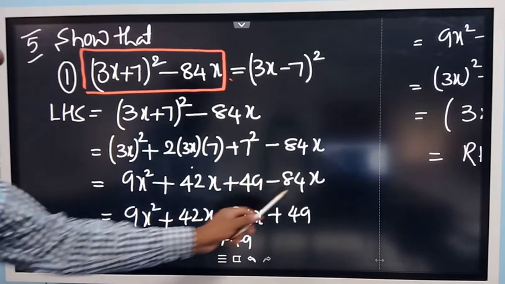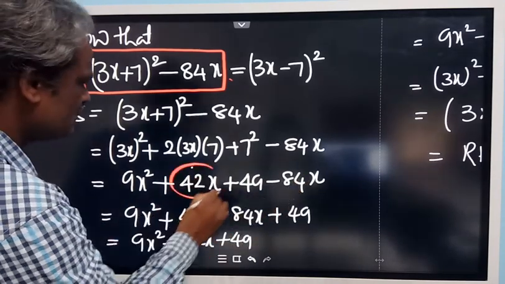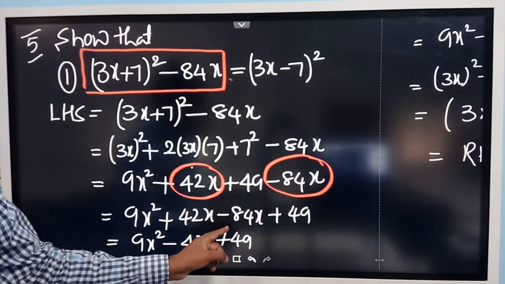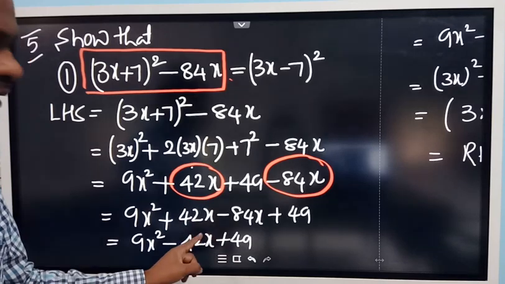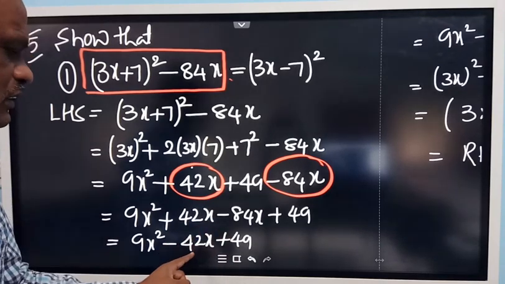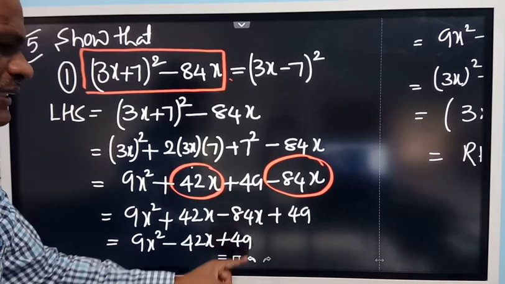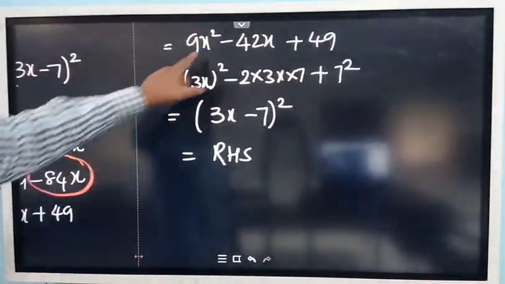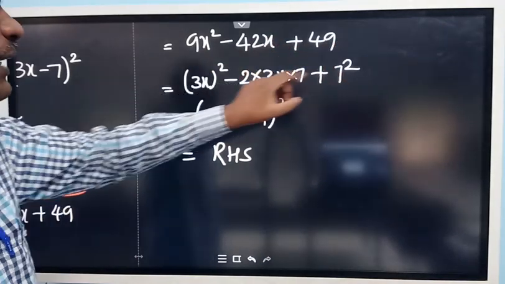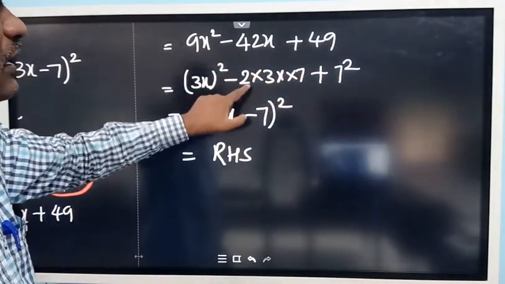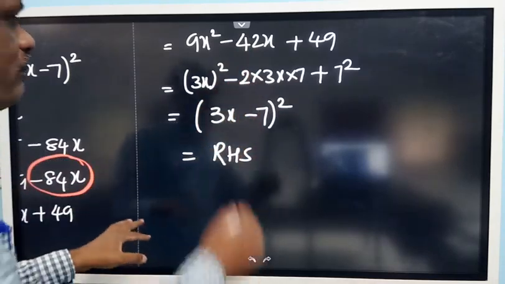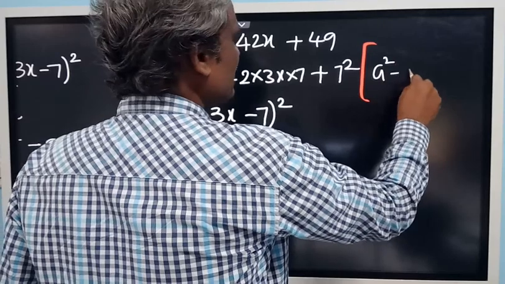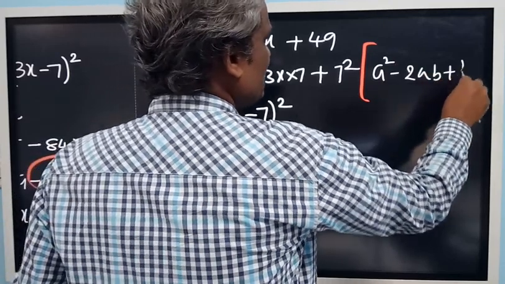So 9x², and this 84 and 42. This 42 and 84, they are like terms. So when you bring them together, you can simplify this one. 42x and minus 84x gives you minus 42x, and this last term as it is. So now again I have written here the same expression, 9x² − 42x + 49. This you can write as (3x)², this you can split as 2ab, and this is 7². So it is of the form a² − 2ab + b².